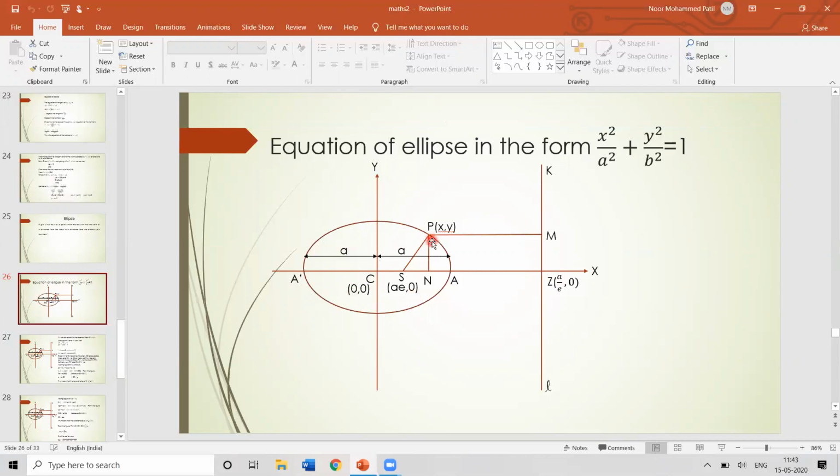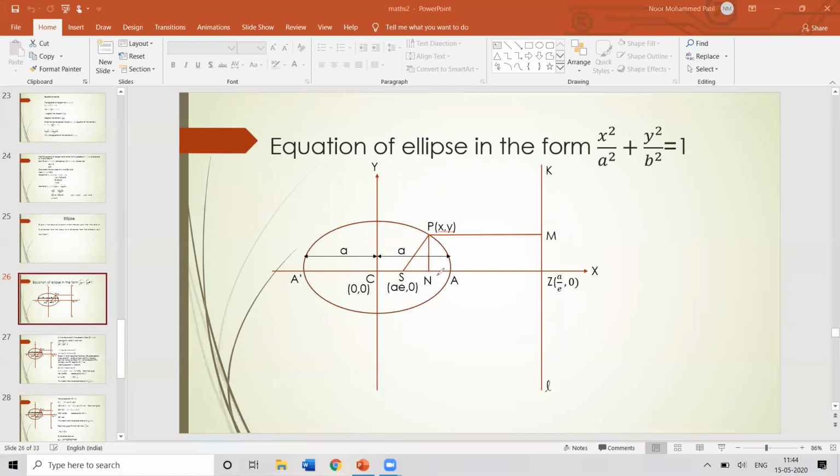Let us consider a point P on this ellipse, and the value of this P we are considering as x comma y. Means CN distance is x, whereas NP distance is y. This distance from this point to this point I'm considering as x length, whereas from this point to this point I'm considering as y length. Then this point will be called as P of x comma y.